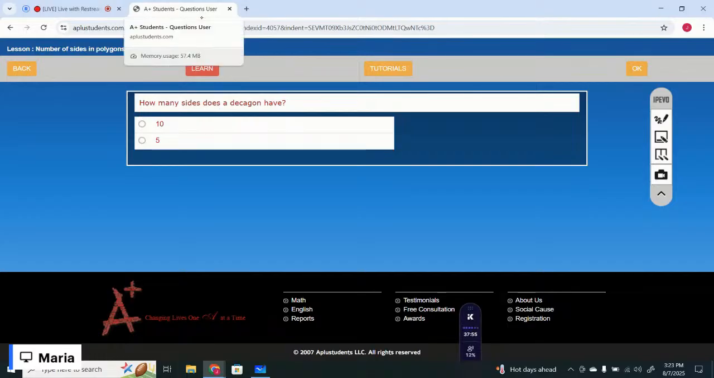How many sides does a decagon have? A decagon has 10 sides. Option.